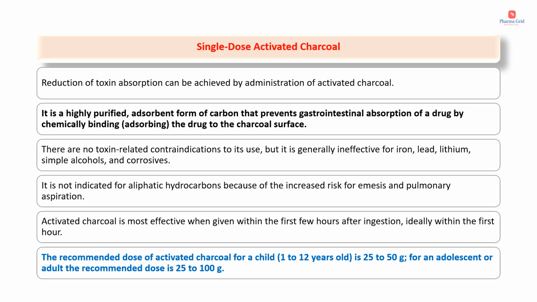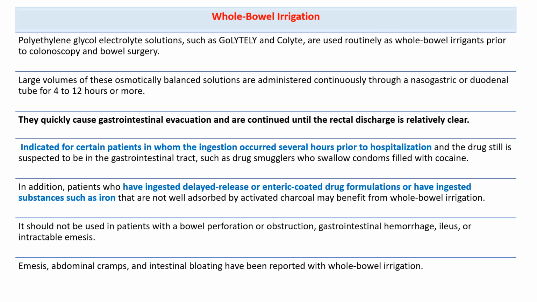Activated charcoal is most effective when given within the first few hours after ingestion, ideally within the first hour. The recommended dose of activated charcoal for a child 1 to 12 years old is 25 to 50 gram. For an adolescent or adult, the recommended dose is 25 to 100 gram. So the next gastrointestinal decontamination method is whole bowel irrigation.